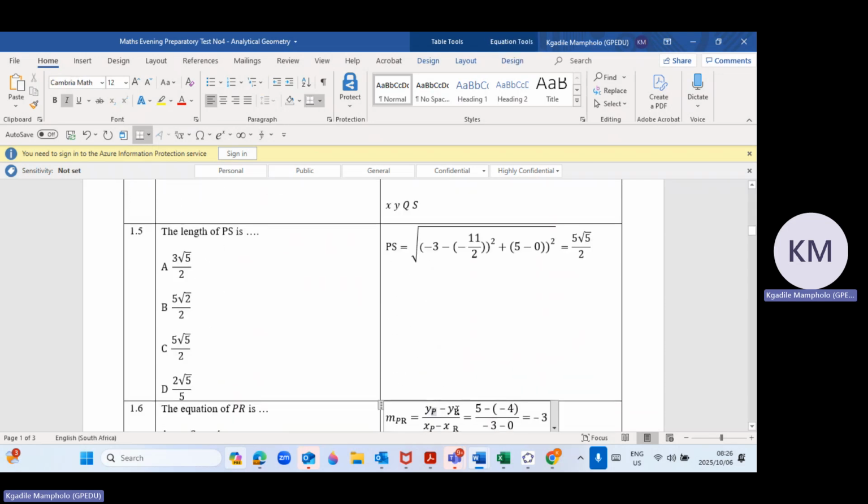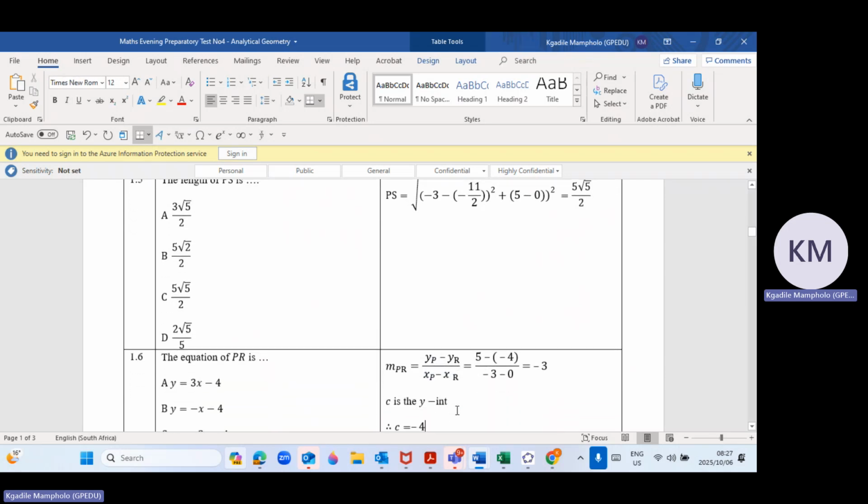Now 1.5, the length of PS. If you check, the length of PS would be the x of P minus the x of S, which we calculated in 1.4, plus y of P, which is 5, then y of S will be 0 because it's the x-intercept. Then you'll get the answer as 5√5/2.